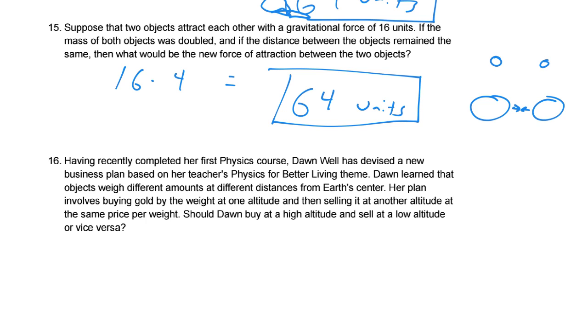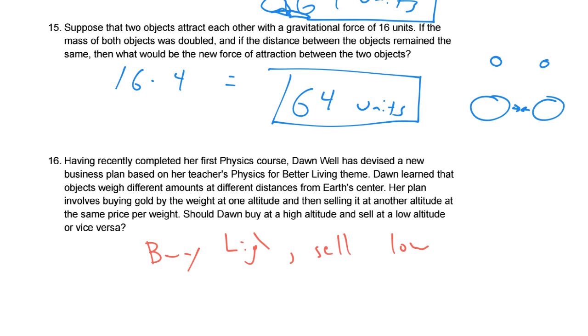And then number 16. So we've got this person, Dawn Wells, who has a business plan to buy and sell gold. Should she buy the gold at high altitudes and sell at low altitudes, or vice versa? So the correct answer here is to buy high and then sell low.